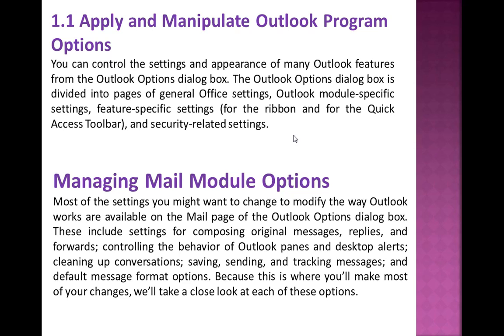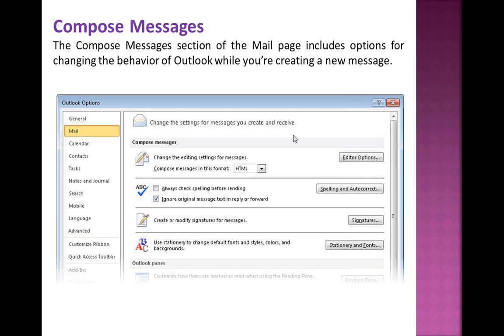In this chapter, there are 5 topics. 1.1 is apply and manipulate Outlook program options, which means how to change the settings of the Outlook program. Simply go to the file menu, click on the options, and there are multiple options available. You can change and manipulate the Outlook program options. This is how we can change the options.